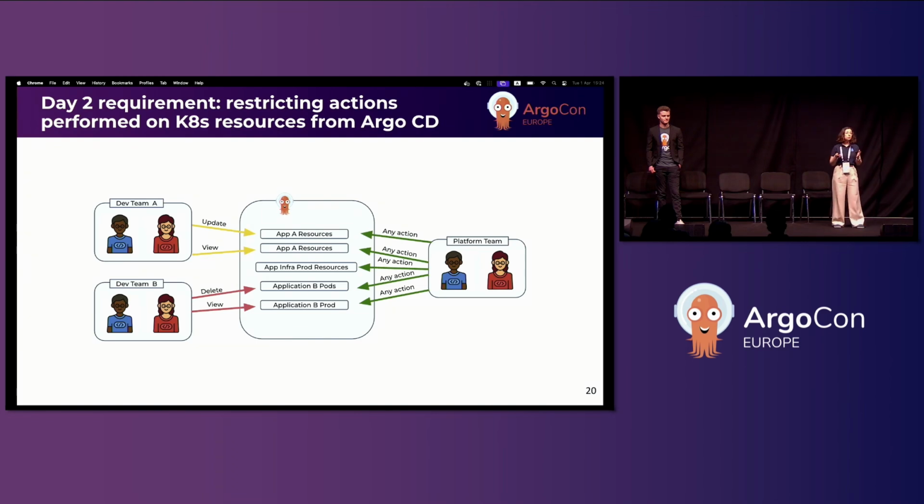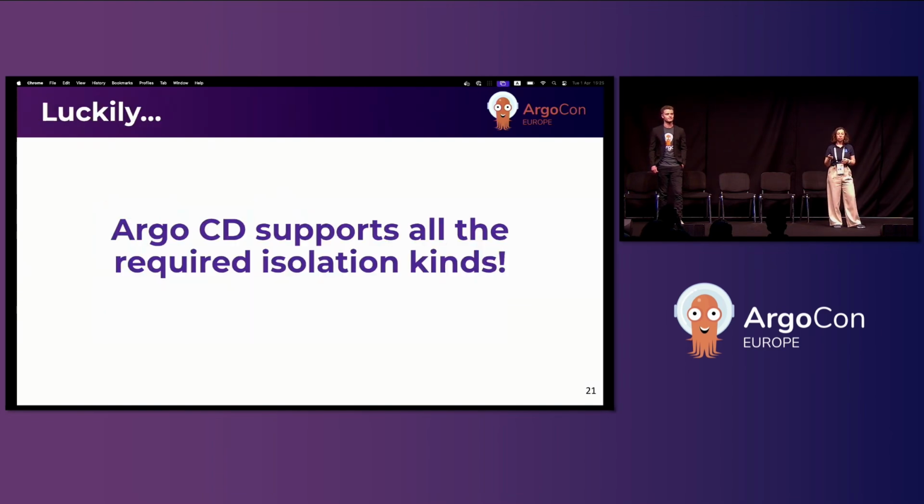And then another popular requirement would be restricting the actions that are performed on Kubernetes resources from Argo CD. And this should be able to restrict who can update and view the resources of application A, and who, for example, can delete pods of application B. But luckily, Argo CD has a very flexible security mechanism, and it supports a wide range of requirements and needs.